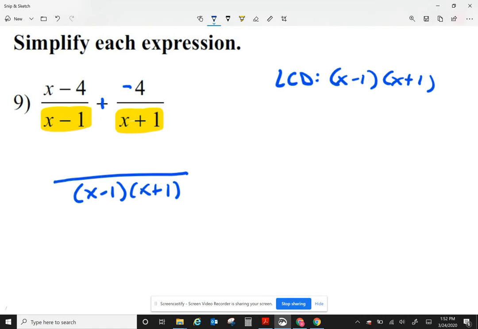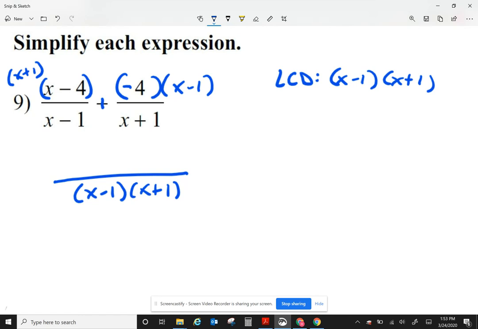So looking at my least common denominator, from the two parentheses that I have, the one that I'm missing on the first fraction is x plus 1. So I'm going to multiply the top with x plus 1. Looking at my second fraction, from my two parentheses, the one that I'm missing is x minus 1. So I'm going to multiply the top with x minus 1.